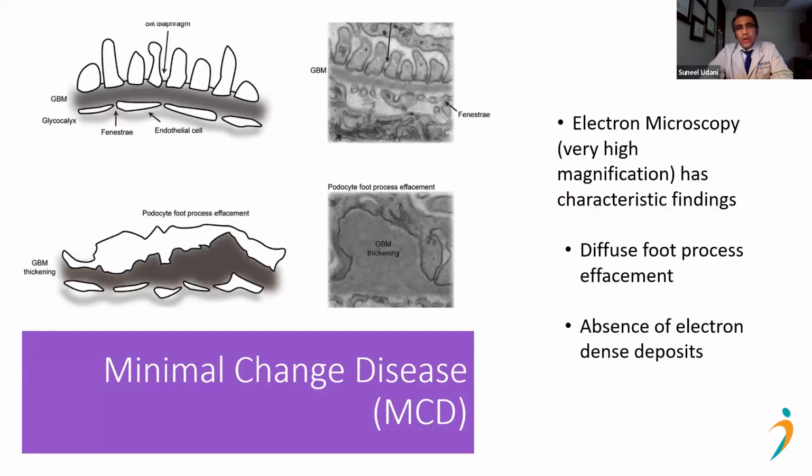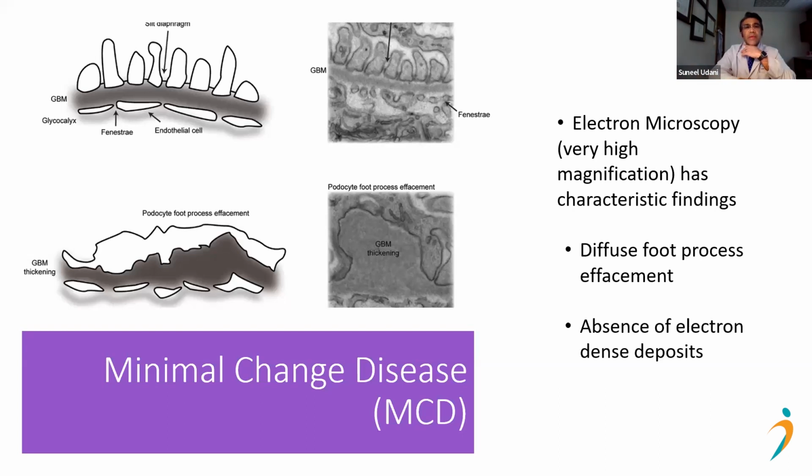So how do we know there's something wrong? There's something wrong because when we go to very high magnification with the electron microscopy, we see these very characteristic findings. You're looking at the kidney filter, the glomerulus, at an angle. And so what we're seeing is the podocyte, which has been depicted as an octopus-like structure, or I like to think of it as a bungee cord with a lot of different hooks on it. But the actual ends of that, which we call the foot processes of the podocytes, where the podocyte attaches to the glomerular basement membrane, that's what we're looking at almost like a cross section.